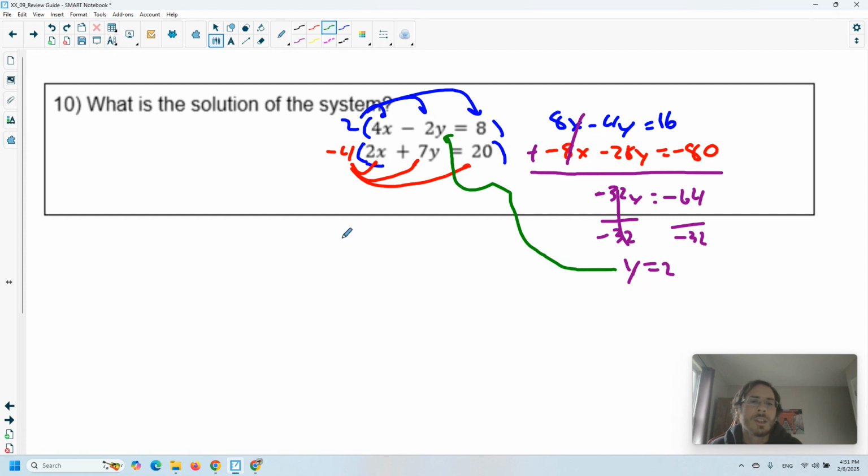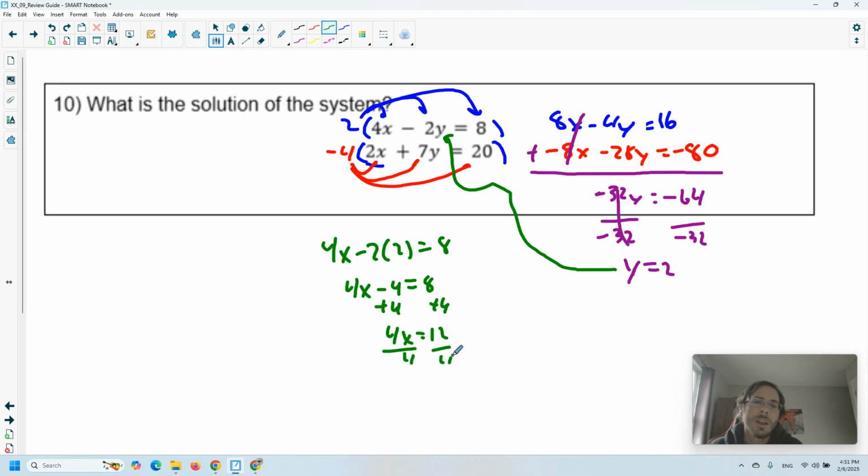So I'm just going to go right to the top and go 4x minus 2 times 2 equals 8. 4x minus 4 equals 8. So I'll add 4 to both sides. 4x equals 12, and I end up with x equals 3. Final choice. Again, remember we would do it as a coordinate pair. 3 was the x, 2 was the y. So we get 3, 2.